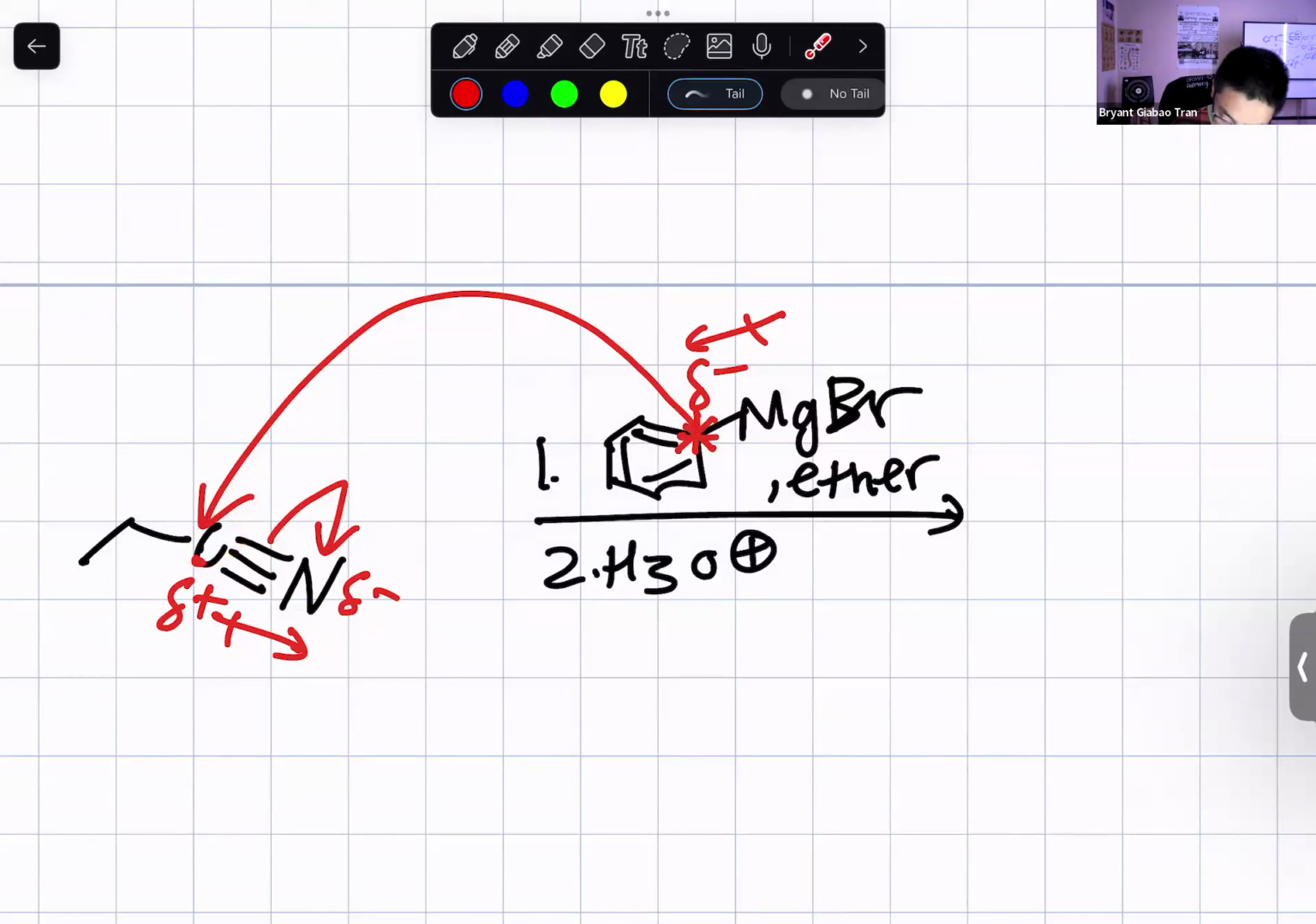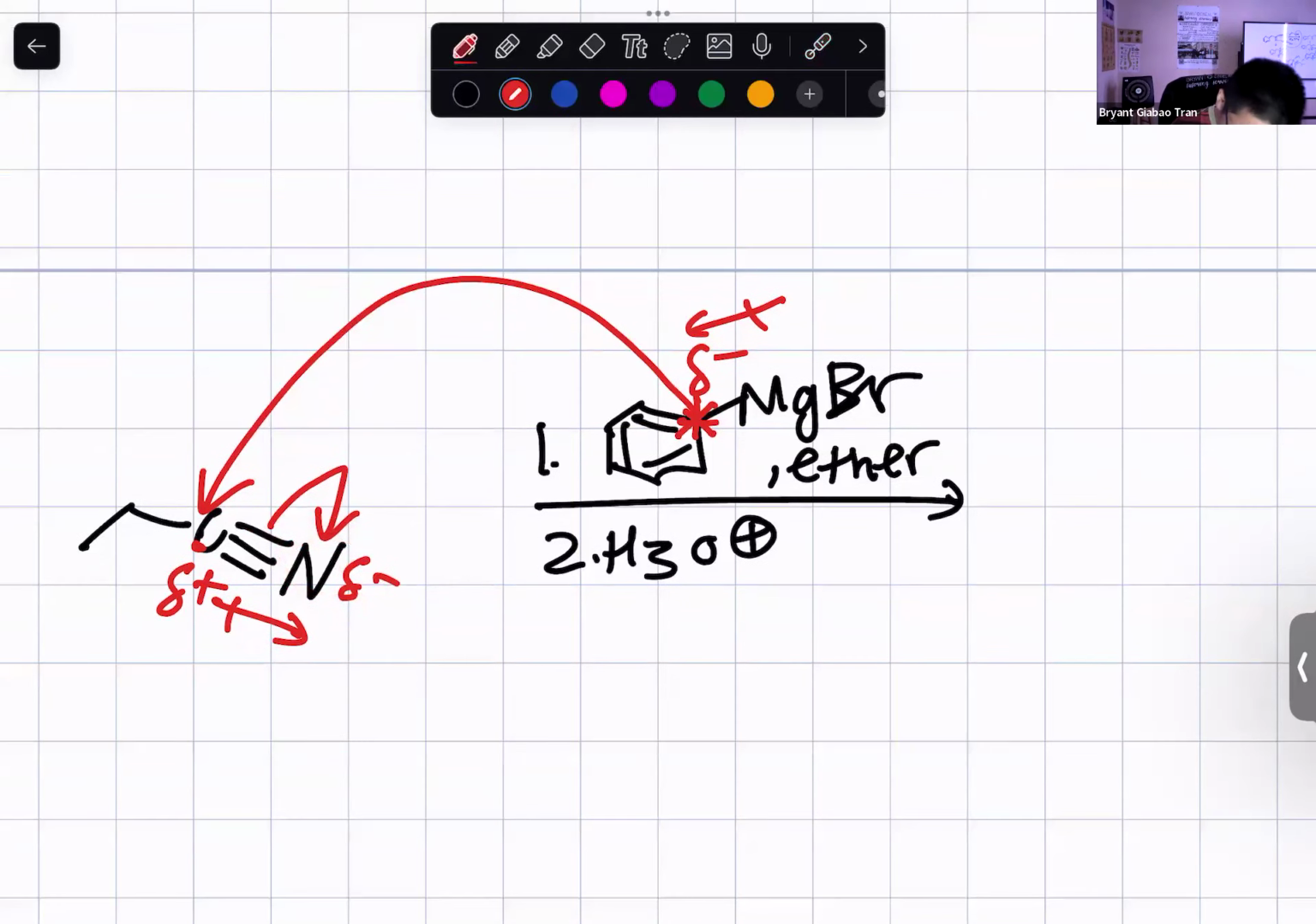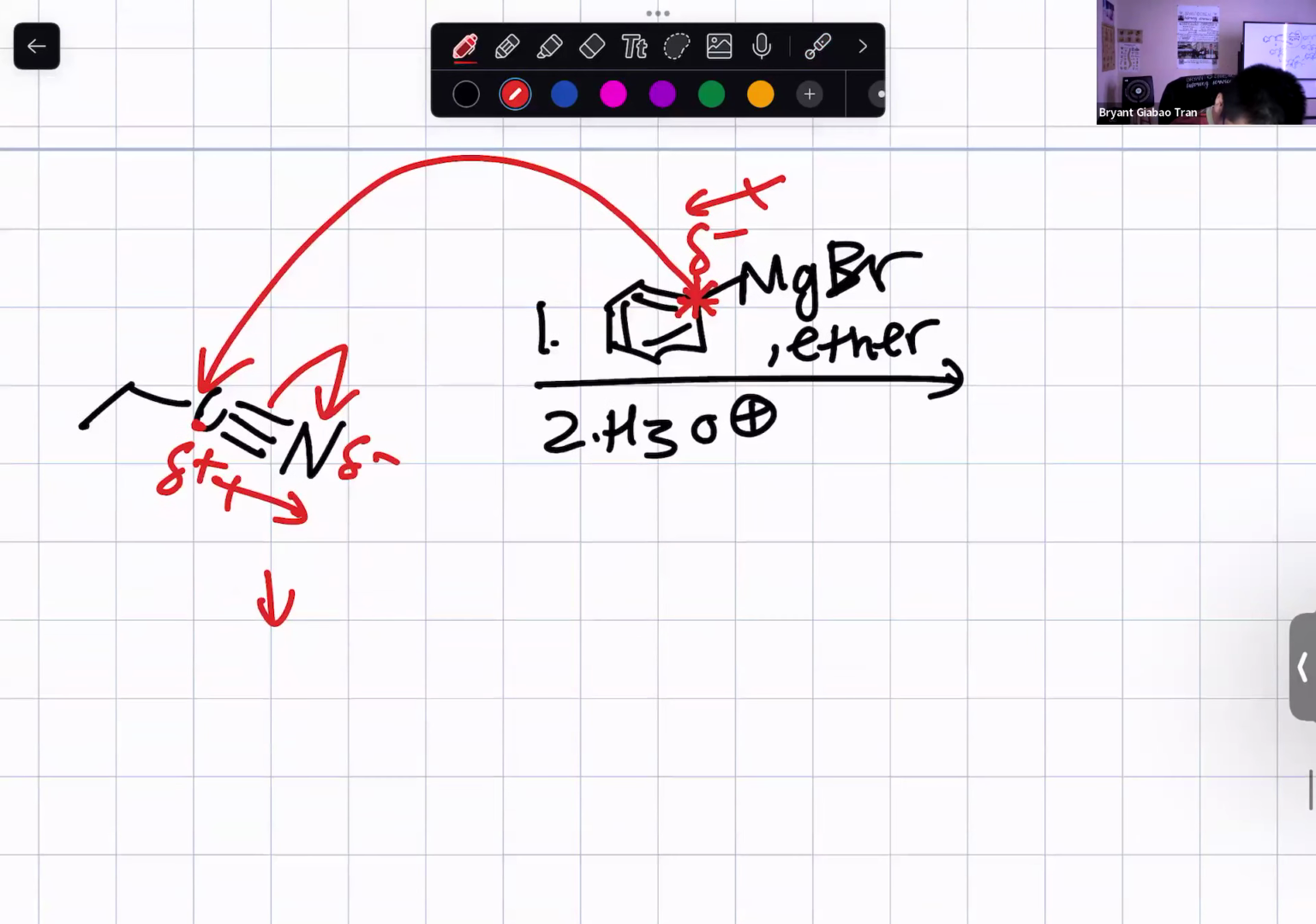But this carbon already had 4 bonds. So if this carbon has 5 bonds, that's going to break the octet rule. To conserve the octet rule, we have to move one of the bonds of the triple bond onto the nitrogen right here, right? And when we connect these two together, CH3CH2.